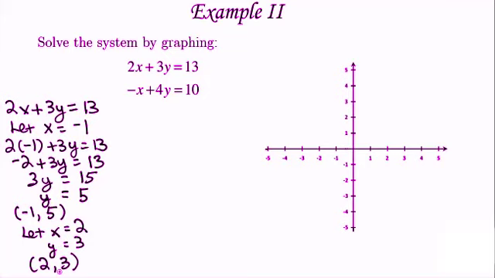So I have 2 points. I can go ahead and graph this. First point is negative 1. X is negative 1. Y is 5. For my second point, x is 2 and y is 3. Now I can connect these two to form a line and work on my second equation. Negative x plus 4y equals 10.